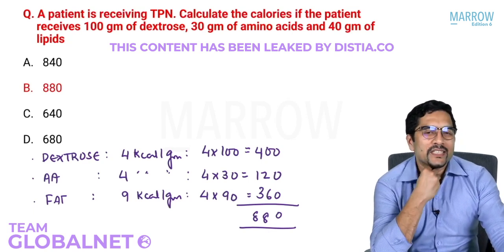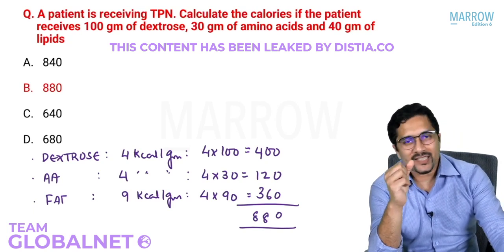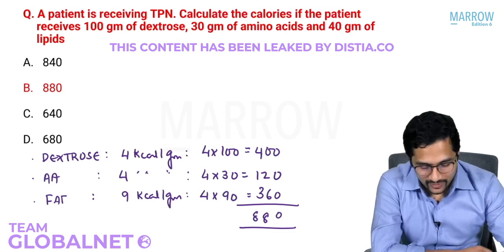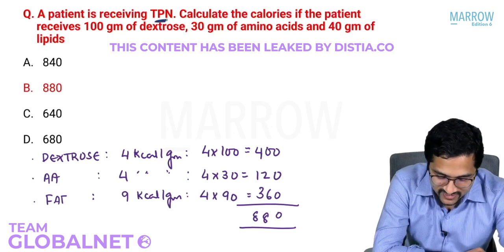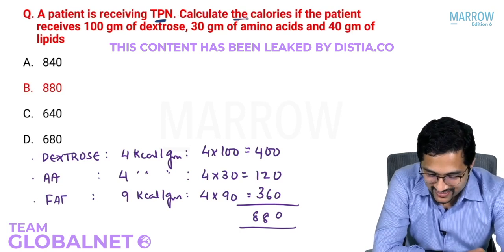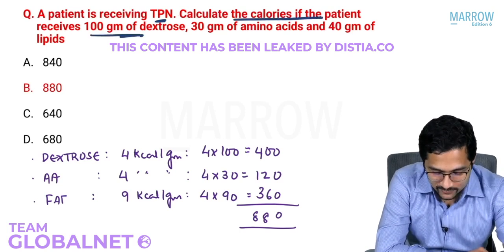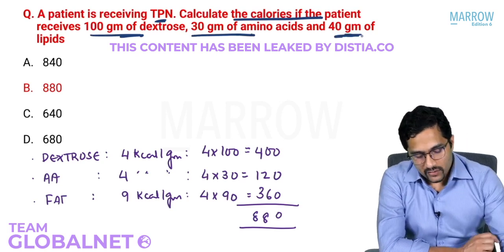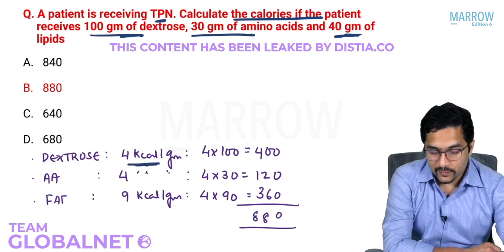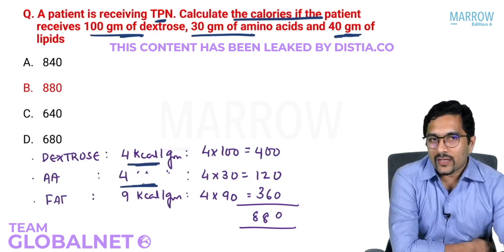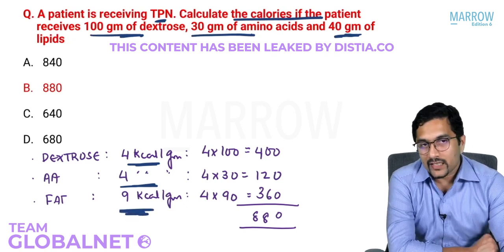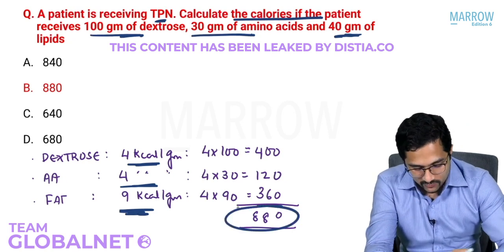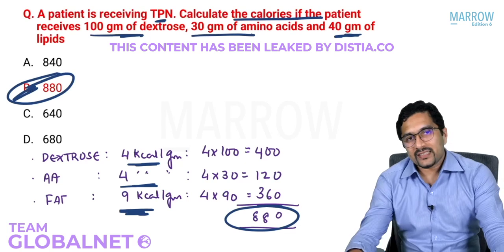Now, a question which was asked in the INI-CET exam. This was a very basic question related to 12th standard biology, where you are taught about the caloric value of fat, proteins and carbohydrates. They had asked that a patient is receiving TPN, and you were asked to calculate the calories if he receives 100 grams of dextrose, 30 grams of amino acids and 40 grams of lipids. So we know that dextrose is 4 kilocalories per gram, amino acids is also 4 kilocalories, and fat is 9 kilocalories per gram. So you basically had to multiply and add them up, and the answer was 880 kilocalories. That was the correct answer.